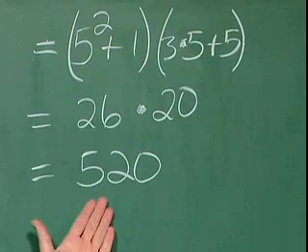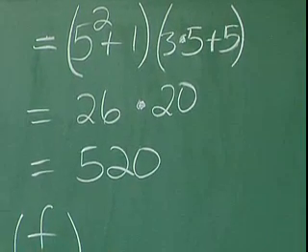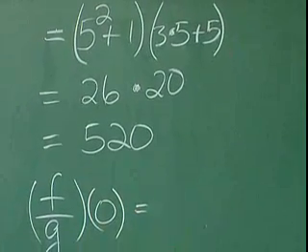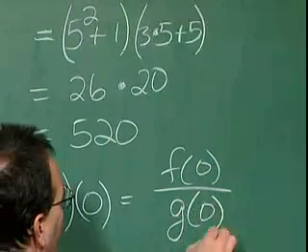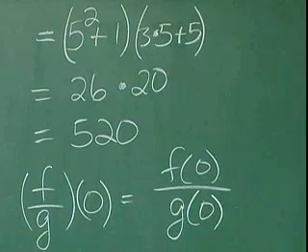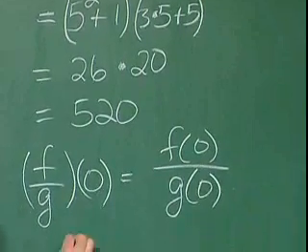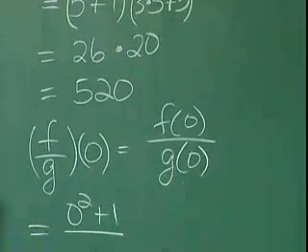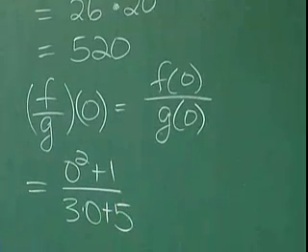So next we need to do f divided by g of 0. So that's equal to f of 0 divided by g of 0. And that's equal to f of 0 on the top in the numerator. That's 0 squared plus 1. G of 0 in the denominator is 3 times 0 plus 5.